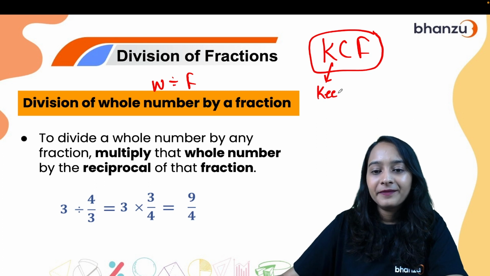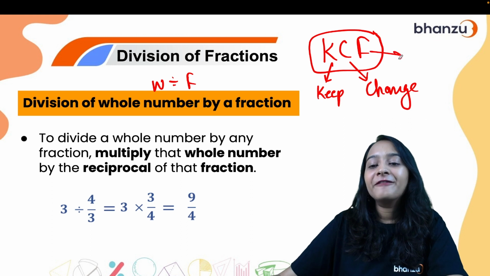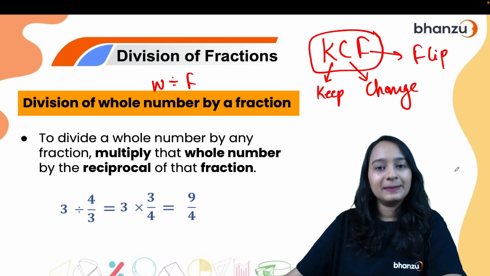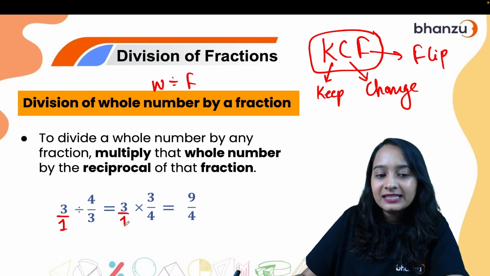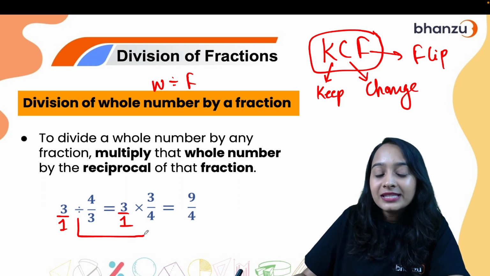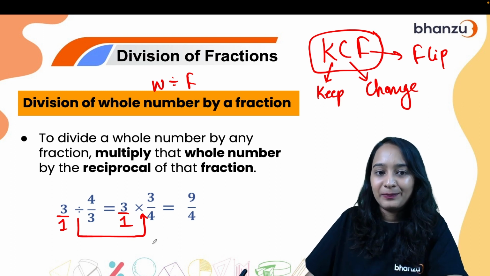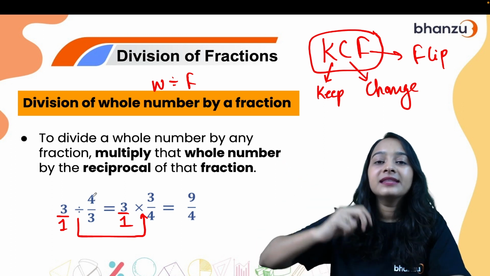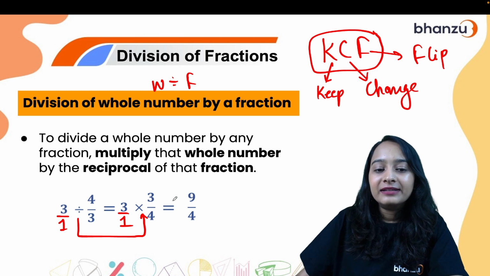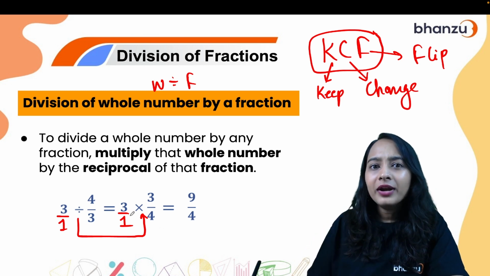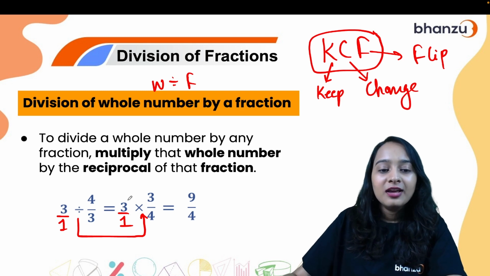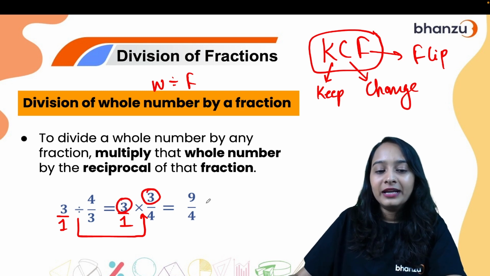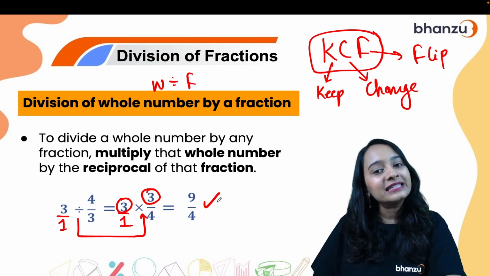Keep, change, flip. Flip means reciprocate. So keep the first fraction 3 by 1 as it is. Change your division symbol to multiplication symbol and flip the second fraction. 4 by 3 will become 3 by 4. Now what happened? You're just multiplying a whole number with a fraction. So multiply the numerator with the numerator, keeping the denominator as it is.